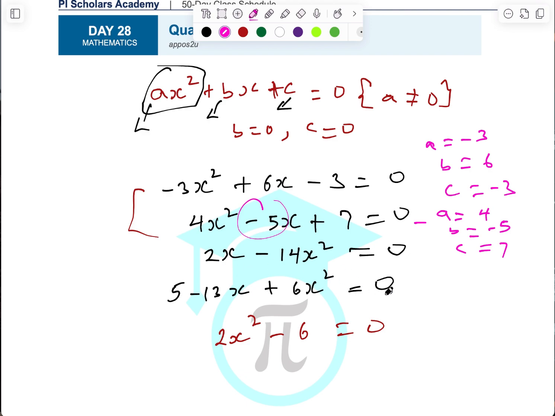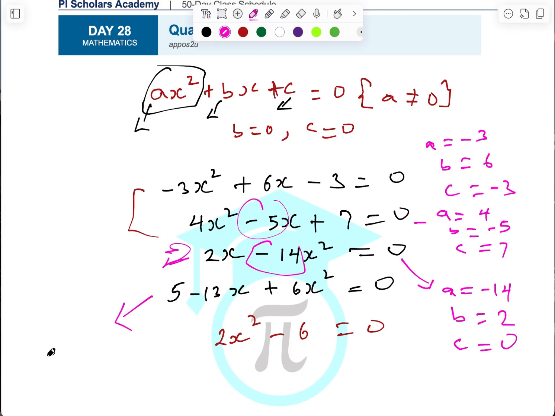In this other one now, what you notice is that what is appearing first here is not the term with x squared. But that does not make a now be 2. A is not going to be 2. A is still going to be negative 14. Now b is going to be 2 because it is the coefficient of x. But in this case, there is no constant term. So therefore, your c will be 0.